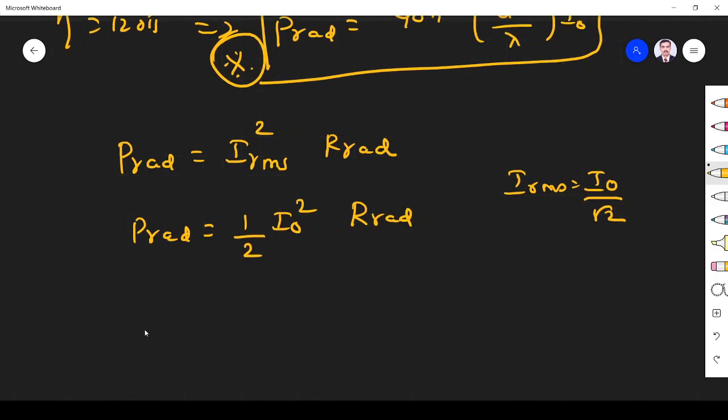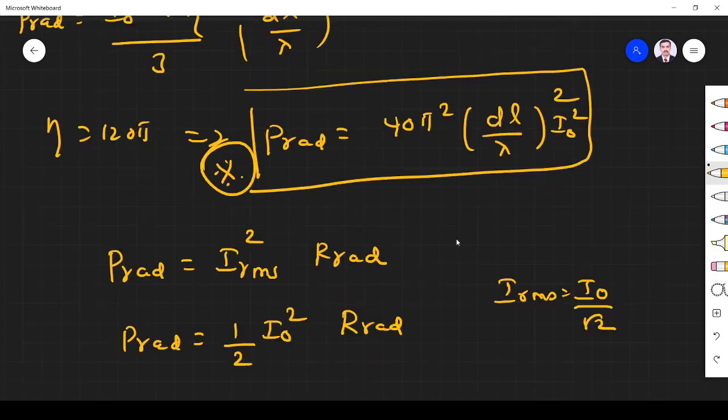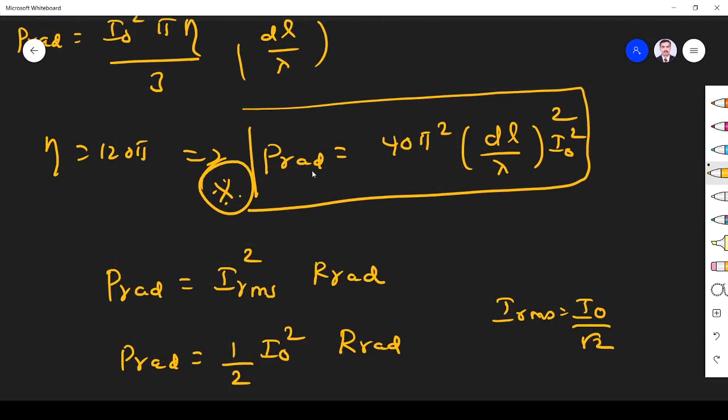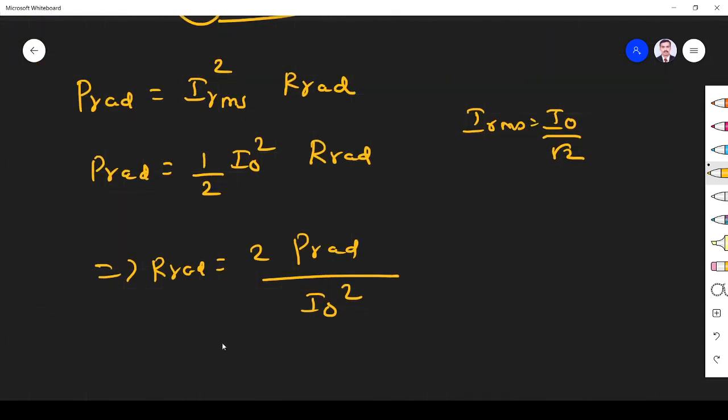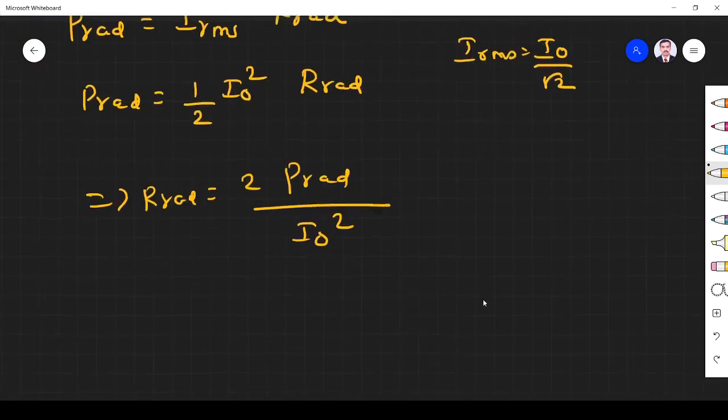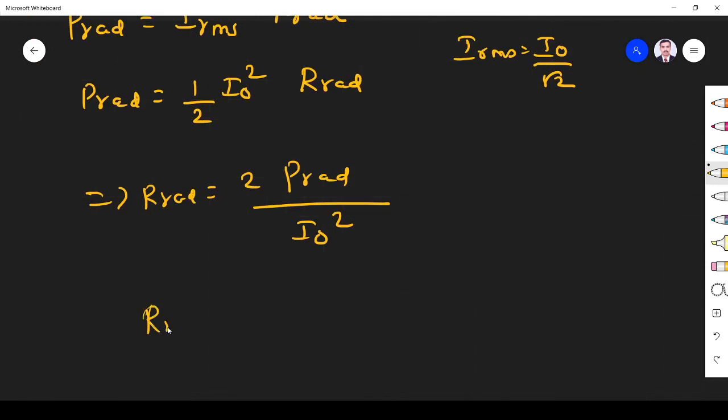So R radiation is equal to 2 into P radiated divided by I naught squared. 2 into P radiated is 80 pi squared into dl by lambda whole square into I naught squared. The numerator I naught squared and the denominator I naught squared cancel. So what we get is R radiation is equal to 80 pi squared into dl by lambda whole square.